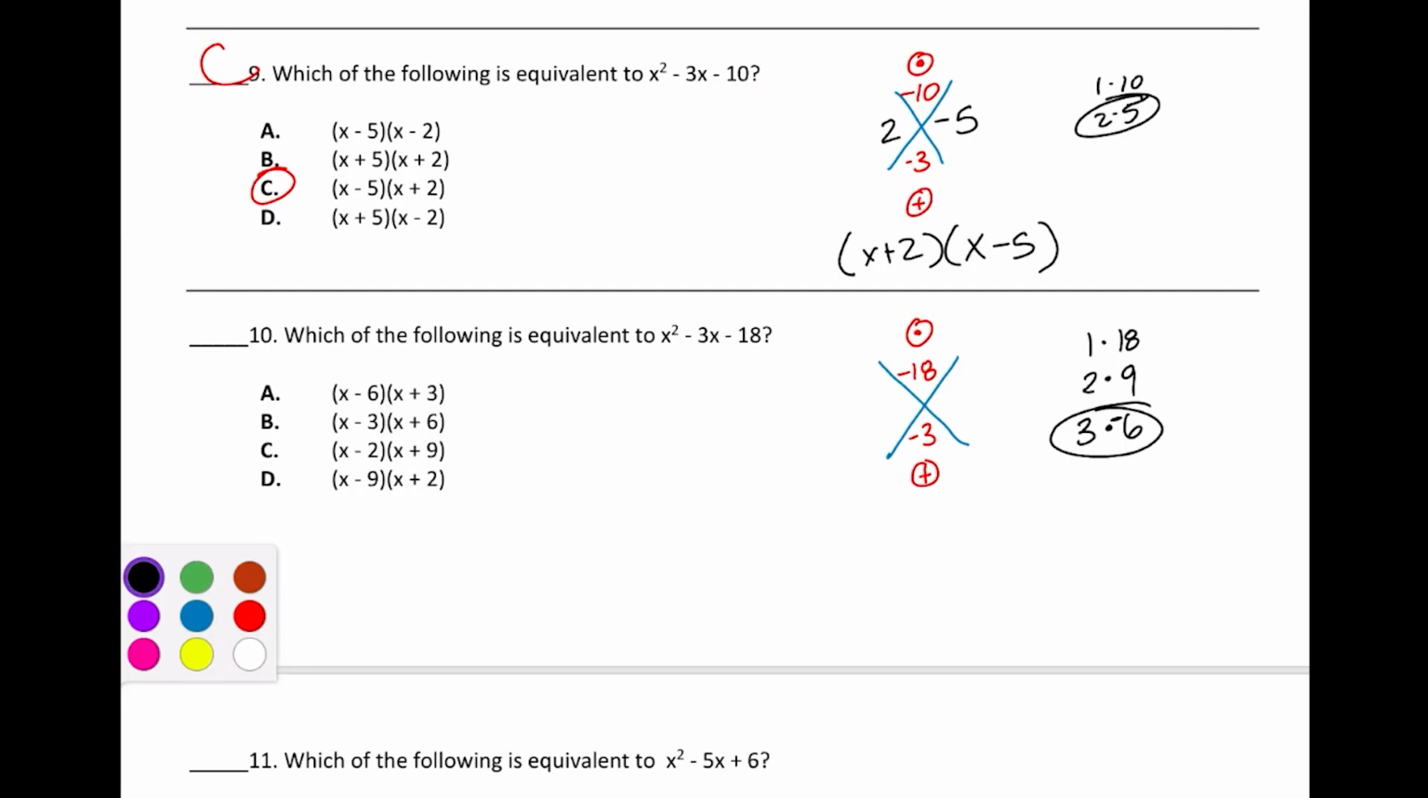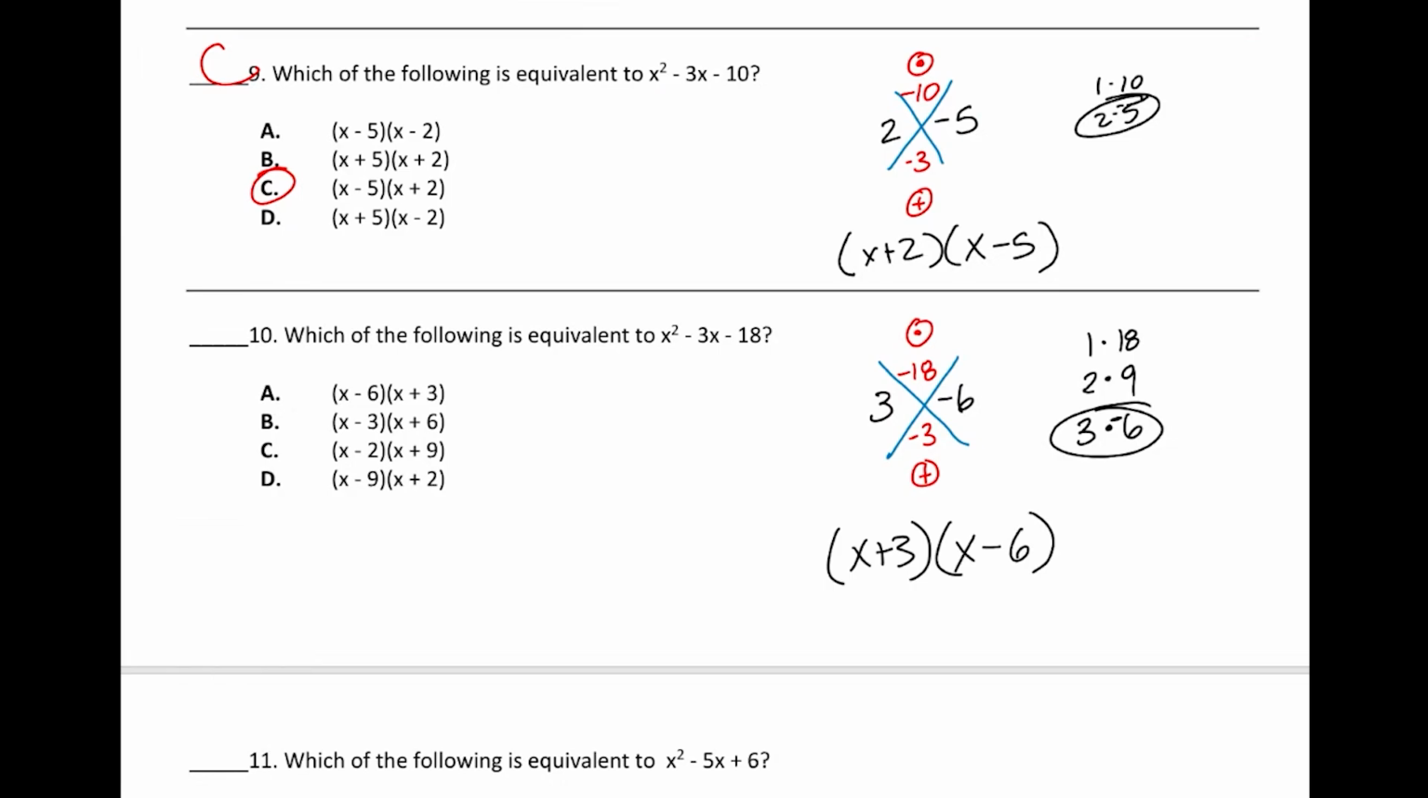It's got to be the bigger of the two numbers, so that when we add those together, we do get the negative 3. So here we've got 3 and negative 6. Our factors are x plus 3 times x minus 6, which corresponds to answer choice A.